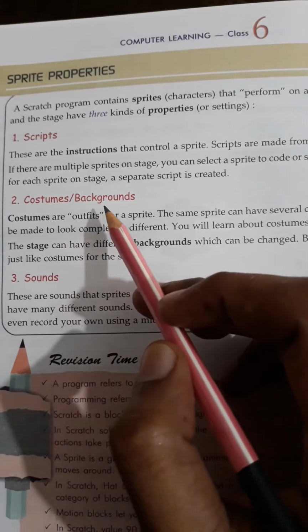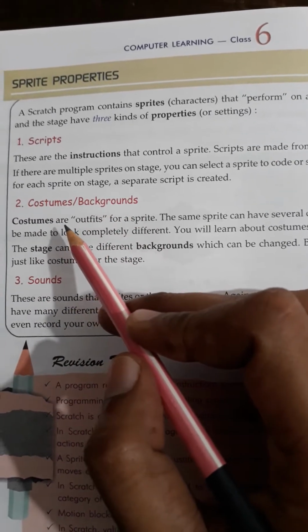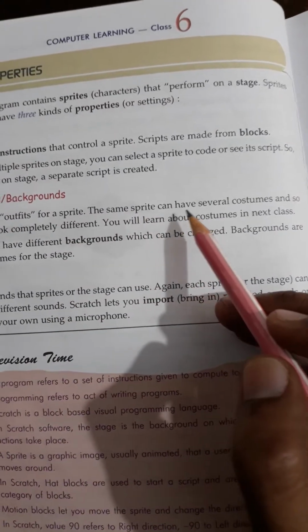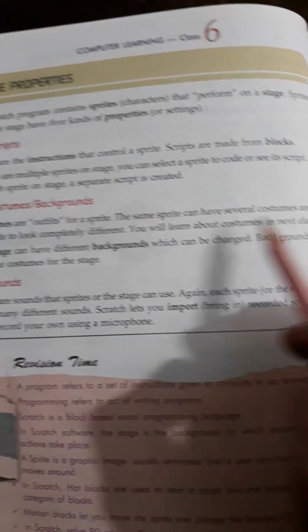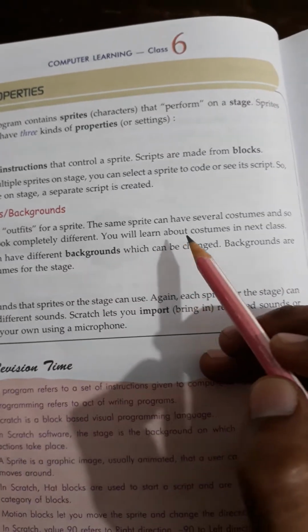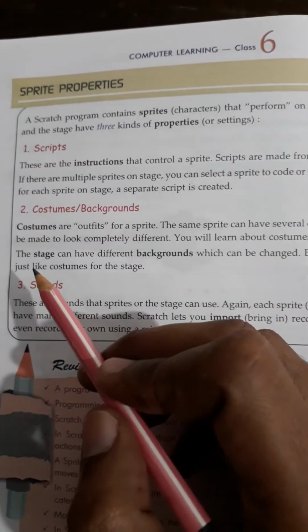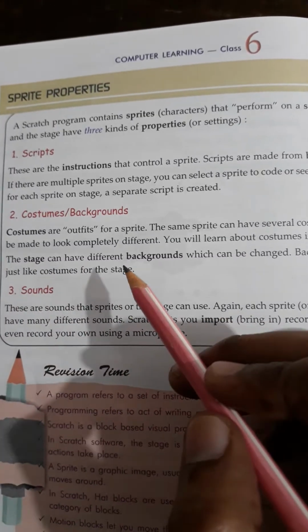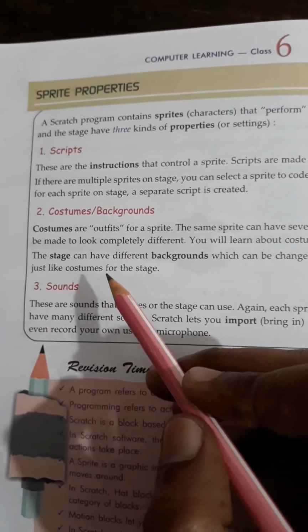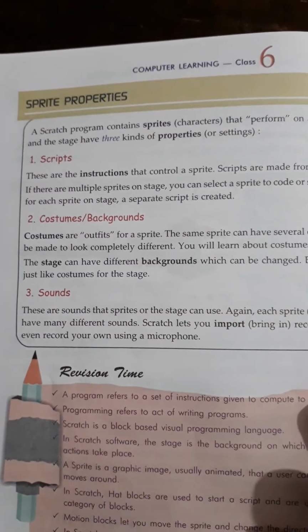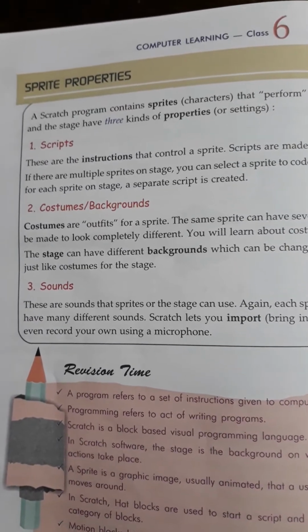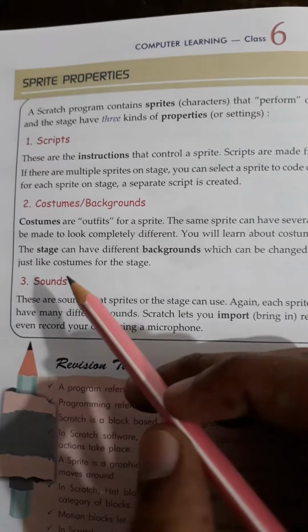Next, costumes or backgrounds. Costumes are outfits for a sprite. The same sprite can have several costumes and so be made to look completely different. You will learn about costumes in the next class. The stage can have different backgrounds which can be changed. Backgrounds are just like costumes for the stage. We have seen how to change the background in this chapter. A costume is the outfit or clothes of the sprite that we can change.